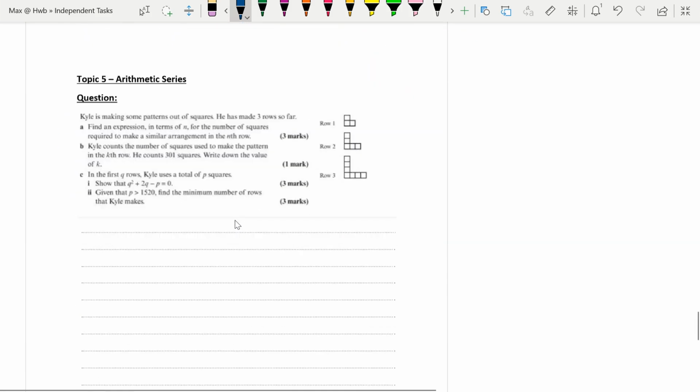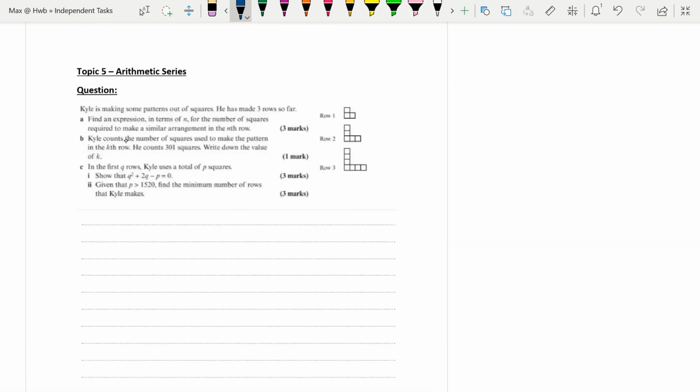Final question, we've got arithmetic series. Kyle is making some pattern out of squares. He has made the 3 so far, so here. So straight away I see this, and I think, okay, I'm going to change this to numbers. So row 1 is 3. The next row I've got 5, and the next row I've got 7.